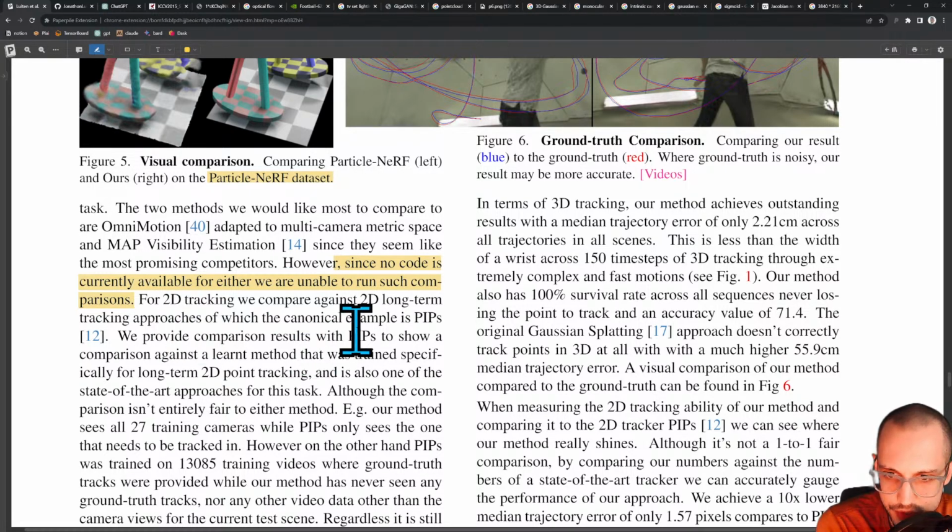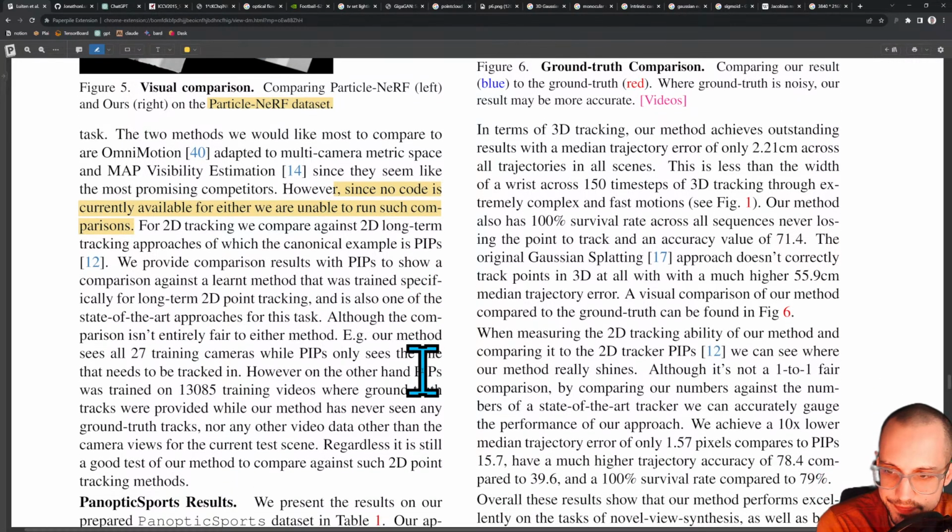We provide comparison results with PIPs to show a comparison against a learnt method that was trained specifically for 2D point tracking and also one of the state-of-the-art approaches. Our method sees 27, while PIPs sees only 1 that needs to be tracked in. On the other hand, PIPs is trained on 13,000 training videos where ground truth tracks were provided, while our method has never seen any ground truth tracks.